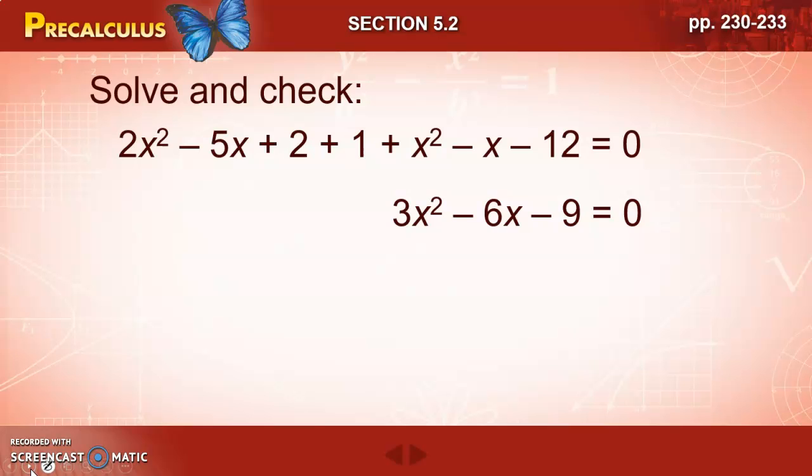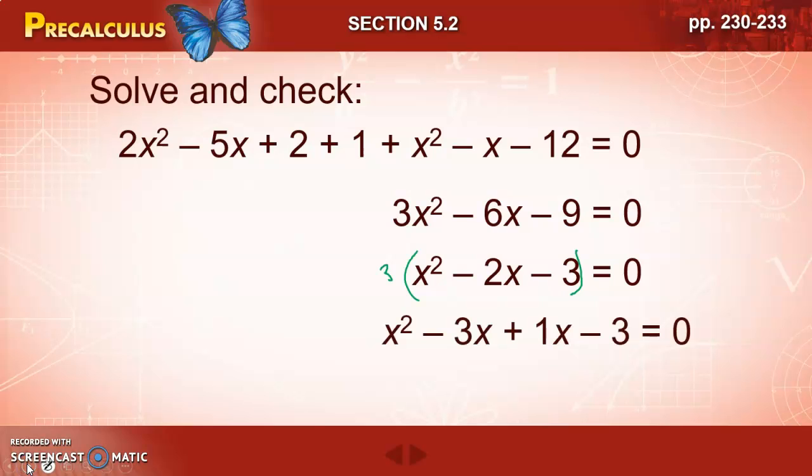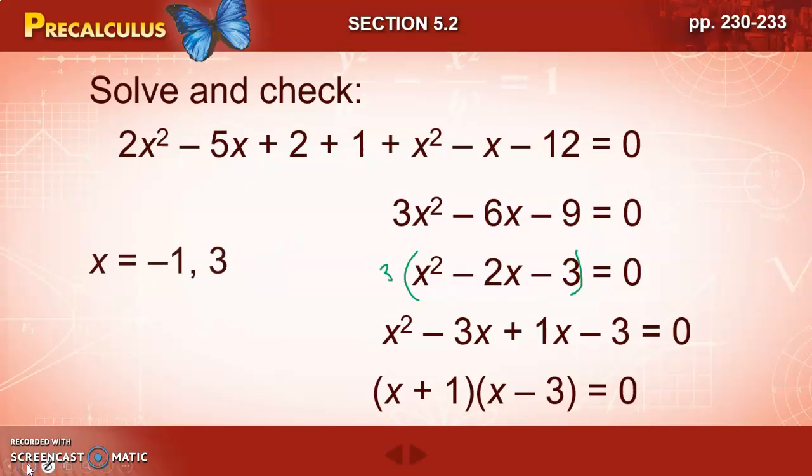That is a quadratic, so that should be a signal to you that you should try factoring. And factoring does work for this. We're going to factor out a 3. So we can take a 3 out of each term here, which leaves us with x squared minus 2x minus 3. And when factored, we get x plus 1 times x minus 3 equals 0. We'll then set each of those equal to 0, and we get x equals negative 1 and x equals 3.